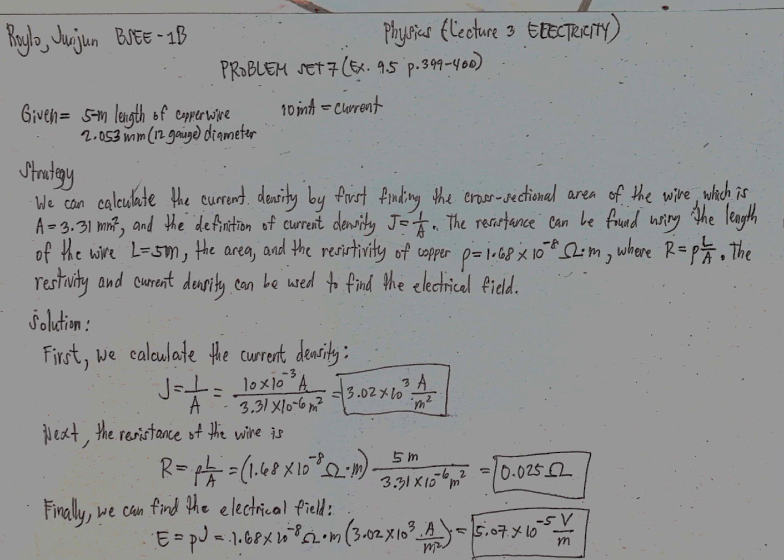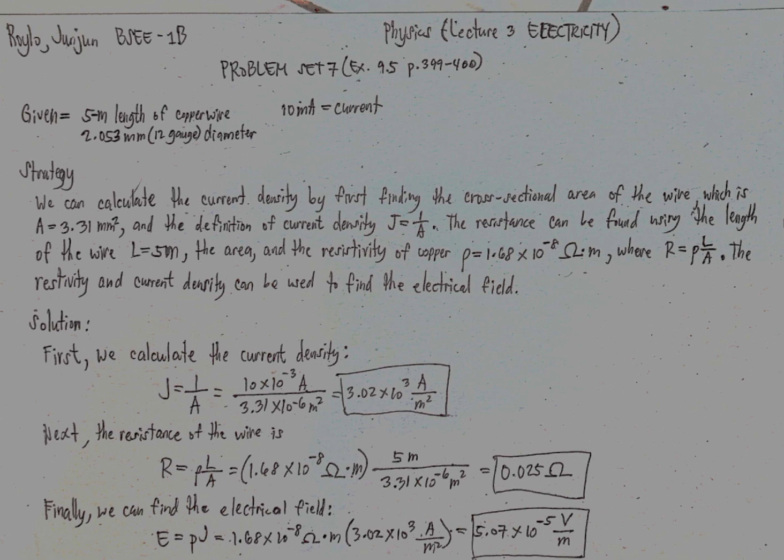So the solution here, first we calculate the current density. So 10 times 10 to the power of negative 3 A over 3.31 times 10 to the power of negative 6 m squared. So the answer is 3.02 times 10 to the power of 3 A over meter squared.